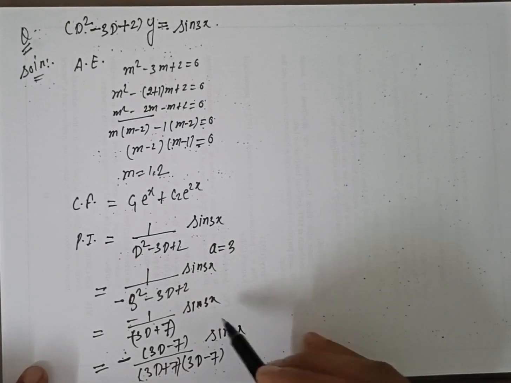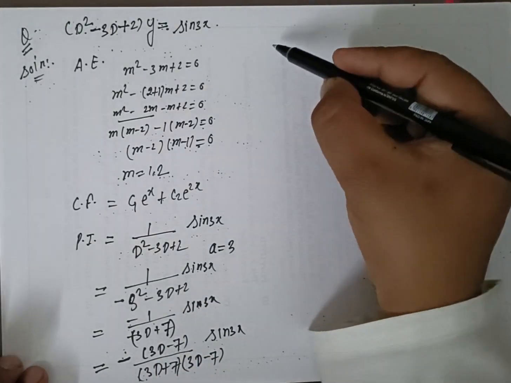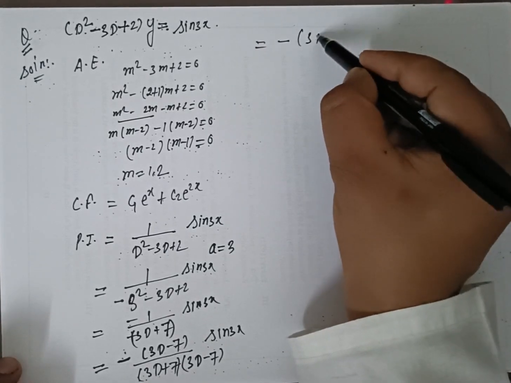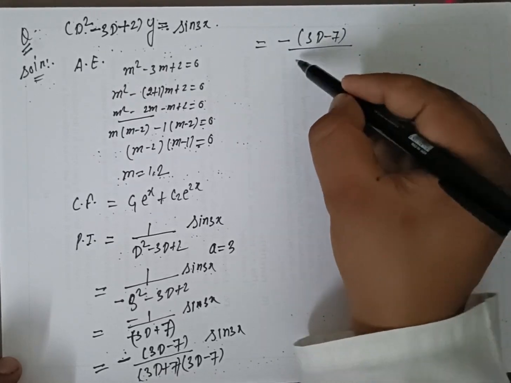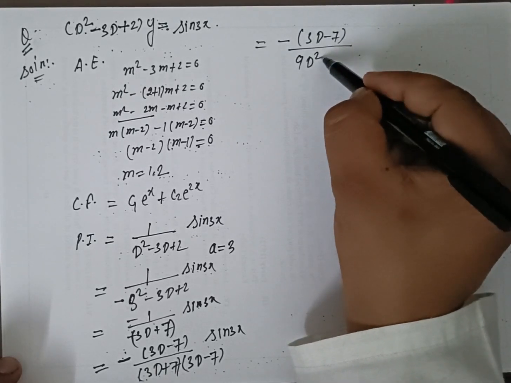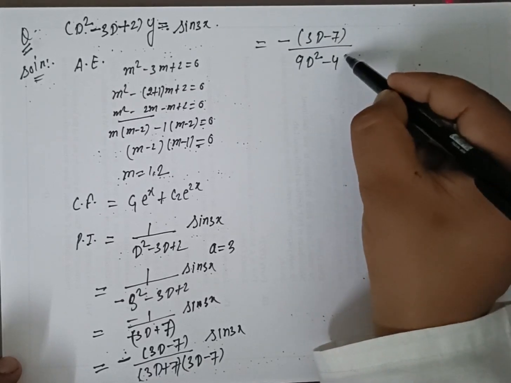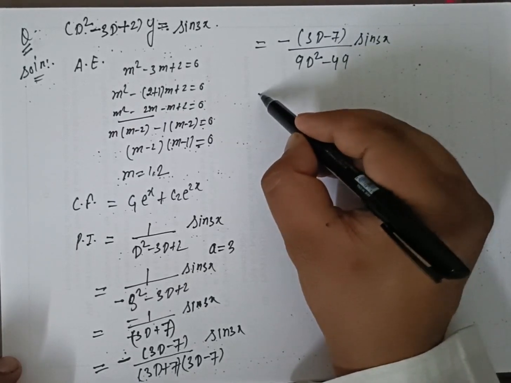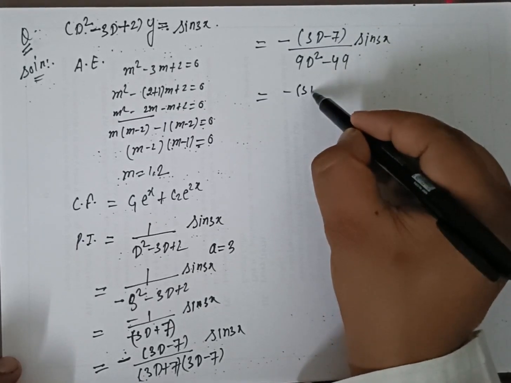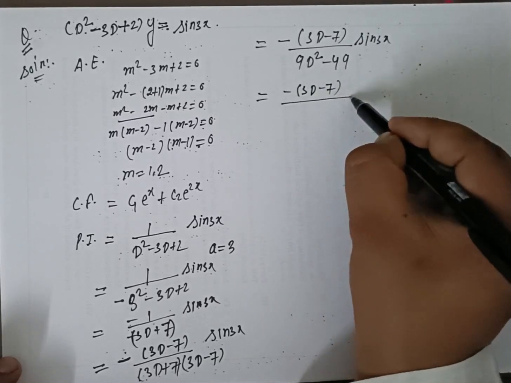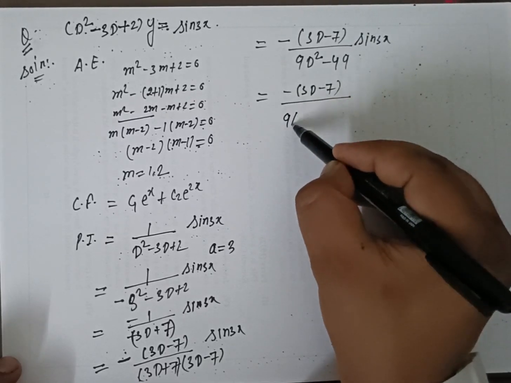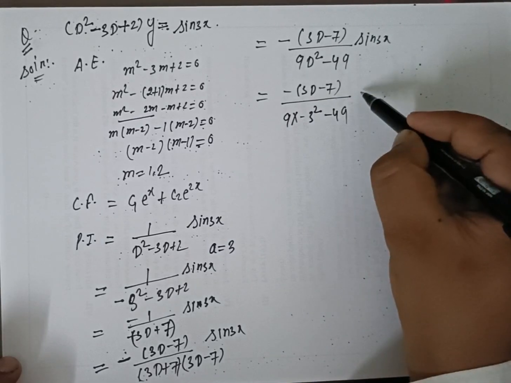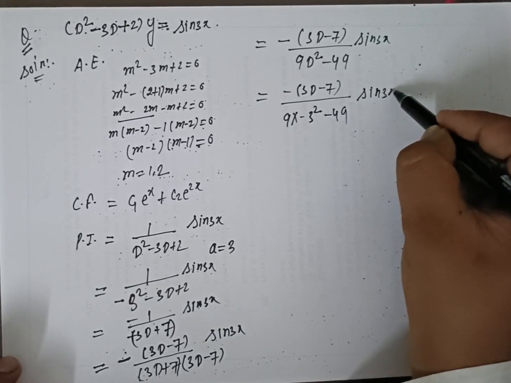Remember, in this case you have to do this work, okay? So every time 3D minus 7, and what about here, 9D square, okay, and minus 49 and sine 3x. Now we have D square in the denominator, so replace D square with 3 square with negative sign. So 9 minus 3 square, so minus 49, so sine 3x, okay.